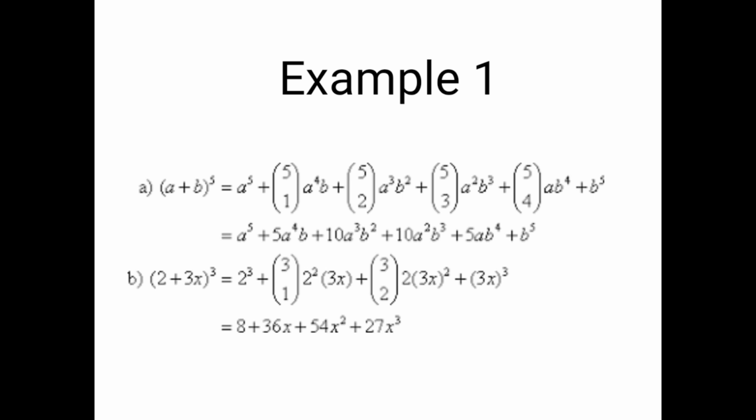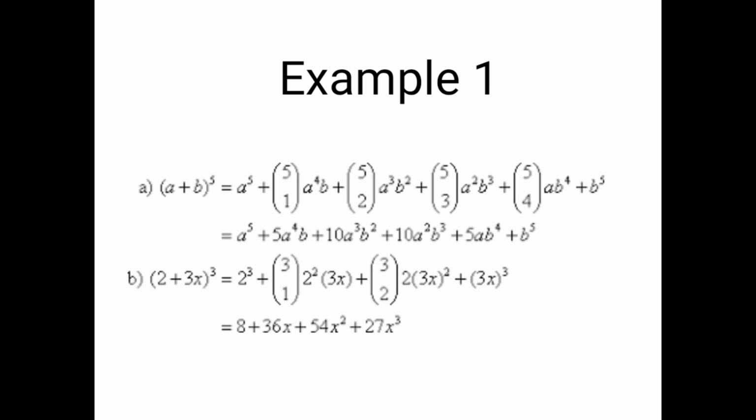Therefore, we have that (a + b) all raised power 5 is equal to a raised power 5 plus 5a raised power 4 b plus 10a raised power 3 b squared plus 10a squared b raised power 3 plus 5ab raised power 4 plus b raised power 5. In example 1b, let's expand (2 + 3x) raised power 3.